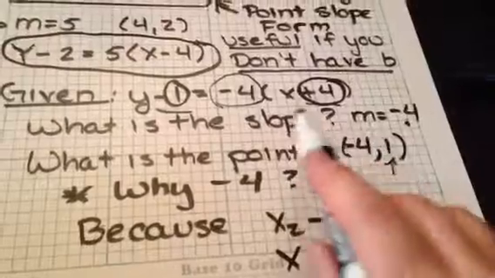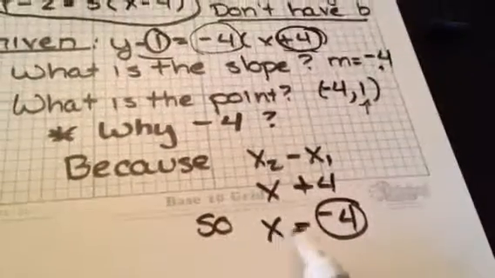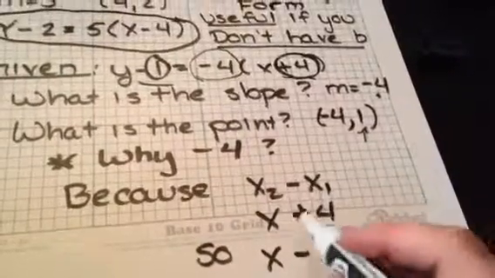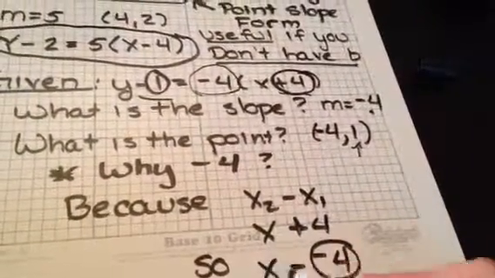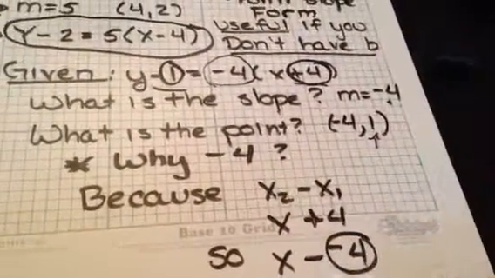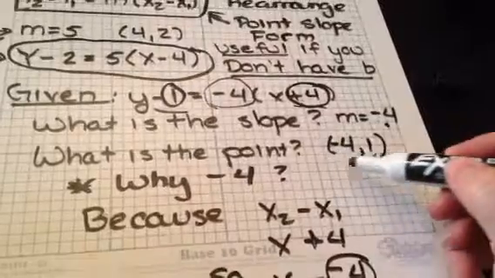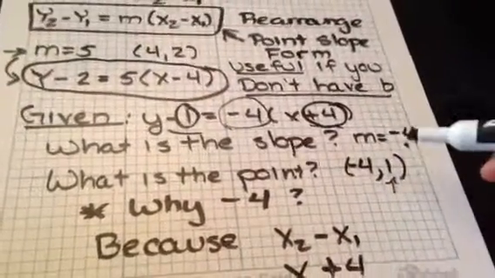And what we have written here is x plus 4. So we have to rewrite this as an x minus. So how do we get the same thing as x plus 4? That is the same thing as saying x minus a negative 4. So it is negative 4 that goes into your point. So the point that it crosses is negative 4, 1.